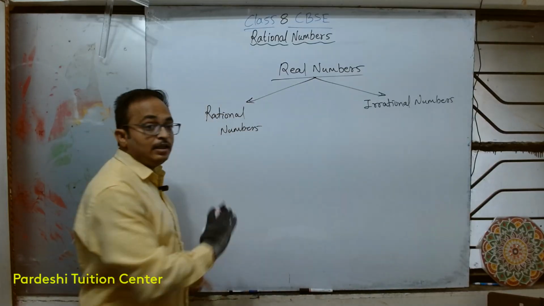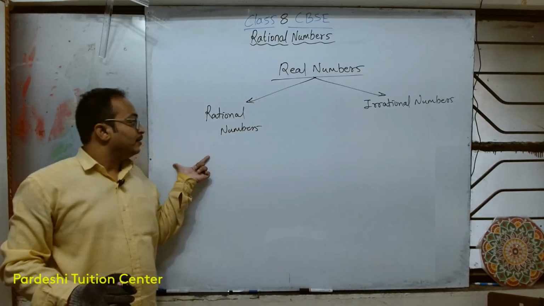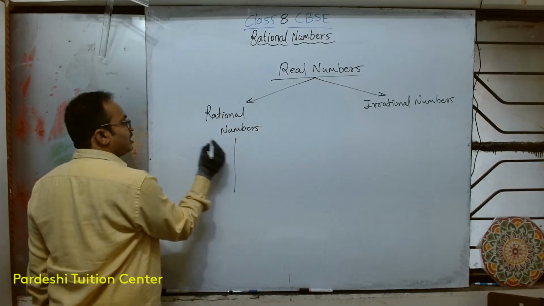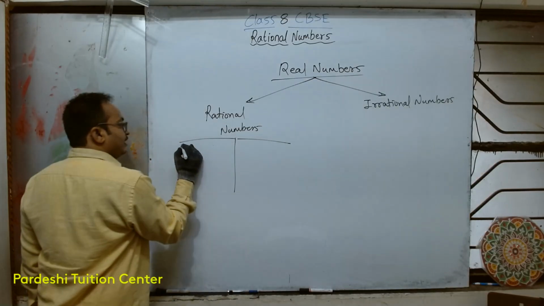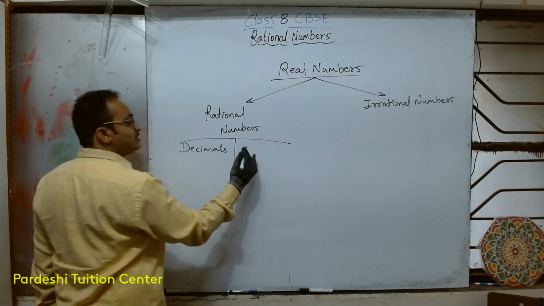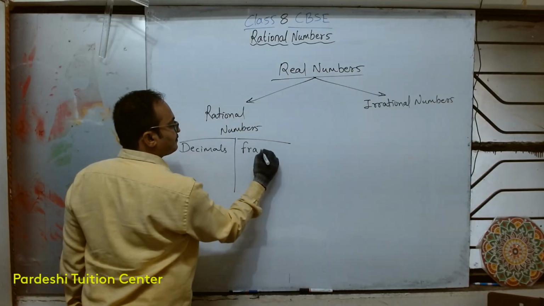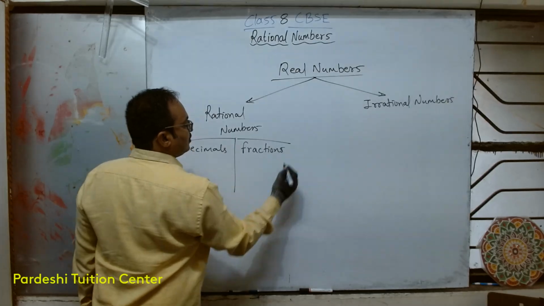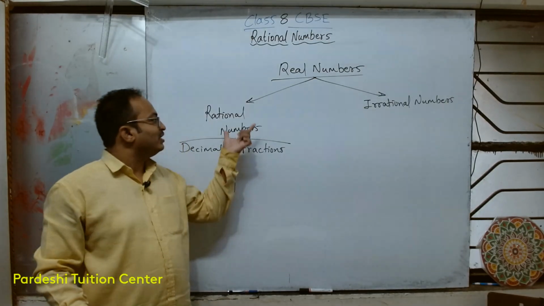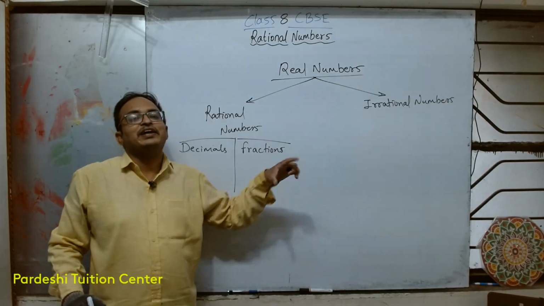Okay, rational numbers can be defined by two different types. One is decimal, and the other is fractions. Actually, fractions means positive or negative fractions are called rational numbers. Okay, positive or negative fractions.